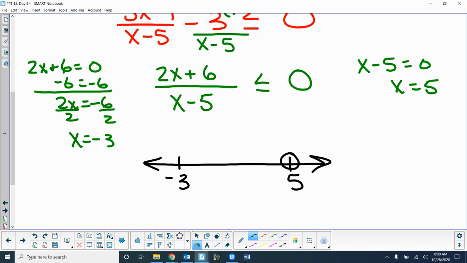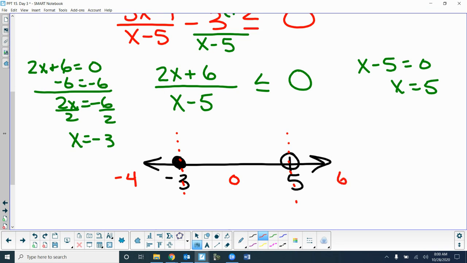Okay? Now, it's okay to have 0 in the top. So since it does have the equal to, the -3 would have a solid dot. And then we do what we did yesterday. We just pick numbers in each section in the original problem to see what works. So again, I'm just going to check -4 on this end. I'm going to check 0 on this end. And I'm going to check 6 on this end.